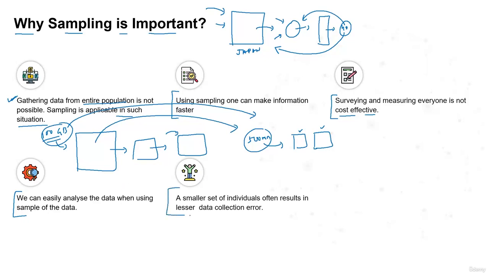A smaller set of individuals often results in lesser data collection error. Again, when you are working on a small chunk of data, you might have to deal with fewer data collection issues as compared to population data, right? So these are some of the advantages of why sampling is important.